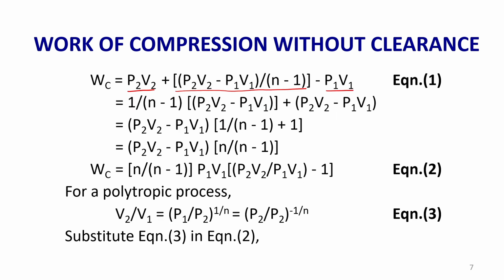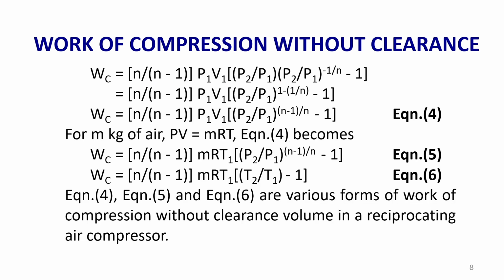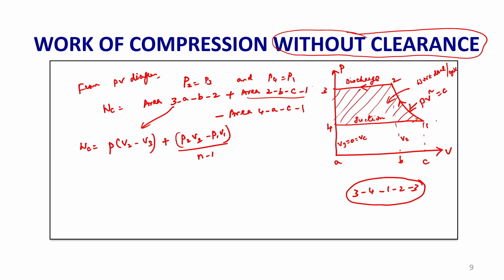First term is P into V2 minus V3, and this portion is to be subtracted, that is minus P1 into V1 minus V4. This is the area enclosed by the curve 3AB2, and this is the area enclosed by the curve 4AC1. So, this portion is to be subtracted, whereas these two portions are to be added. Then only we will get the net work done under the curve 4123.